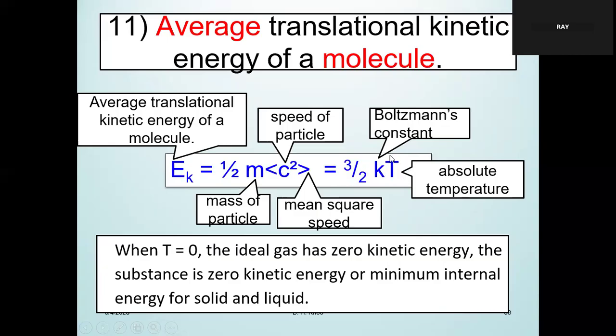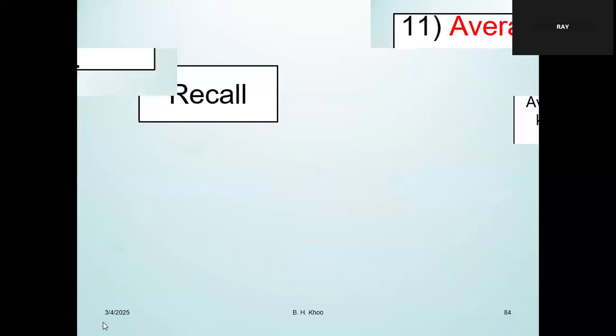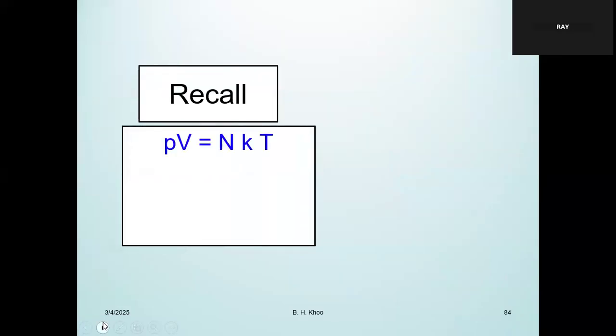So we can see from here, where T equals 0, the ideal gas has 0 kinetic energy. The substance has 0 kinetic energy or minimum internal energy for solid and liquid. Right? For an ideal gas, no kinetic energy if T equals 0. But for solid and liquid, remember there's potential energy, there's kinetic energy. Kinetic energy may be 0, but it still has potential energy, it still has internal energy. Right? Recall this formula.